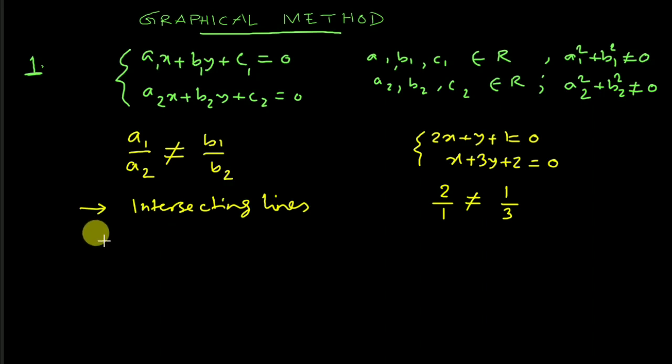And when they intersect at a particular point, then we will have only one solution. So you have to write only one solution. If you get a solution, that is, they are intersecting, then this type of solution is known as consistent.